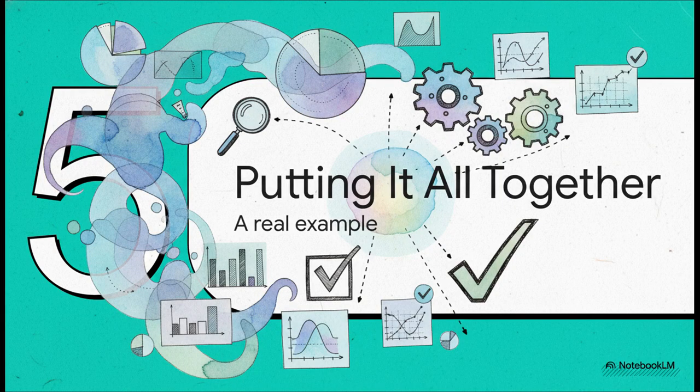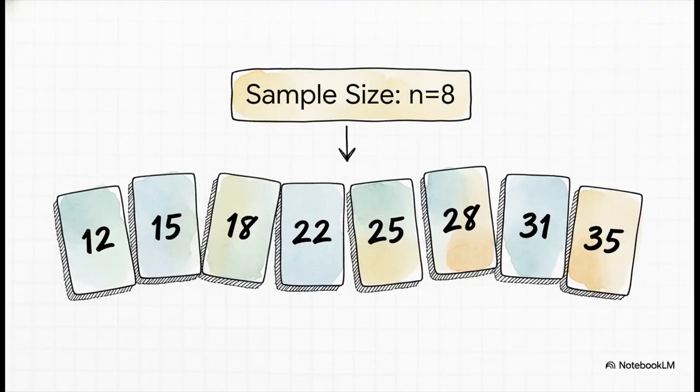Okay, theory is one thing, but let's see how this works in the real world. Let's make this concrete. We're going to walk through a quick example together from beginning to end, and we'll use both the visual check and the correlation check. All right, here's our sample data. It's a small set, just 8 numbers, so our sample size, n, is 8.